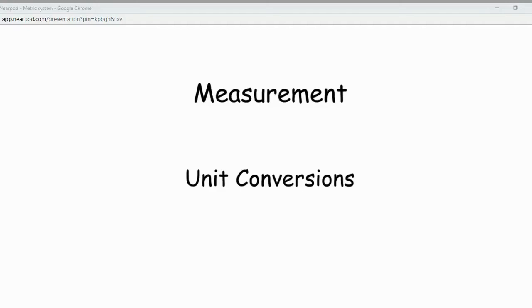Hi, today we're going to talk about the metric system and the prefixes that we use in the metric system and what those prefixes mean. And by the end of this lesson, we'll be able to convert between different units of measurement within the same metric system.